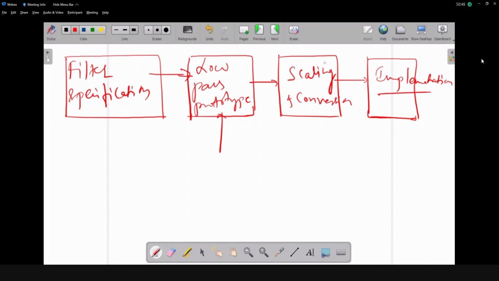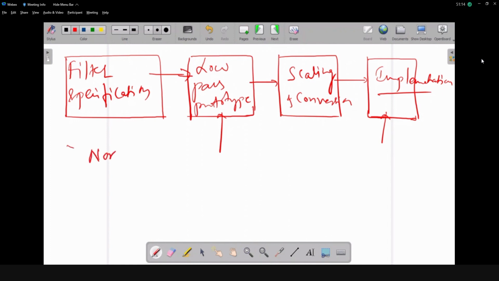Once we have done that, we convert. There are conversion parameters from low pass type to high pass, low pass to band pass, low pass to band stop, like that. That conversion we do in the implementation part, so that we get the final result. Generally, while doing that, we normalize the filter in terms of the impedance and frequency. That is very important.